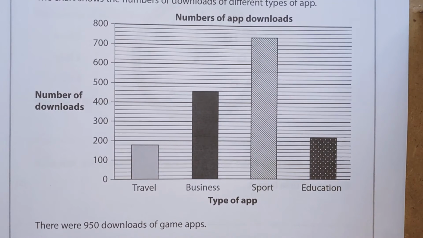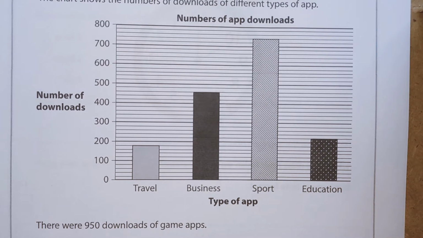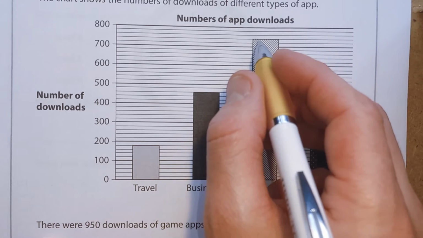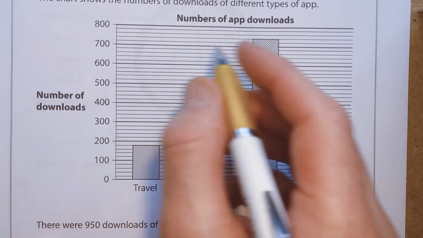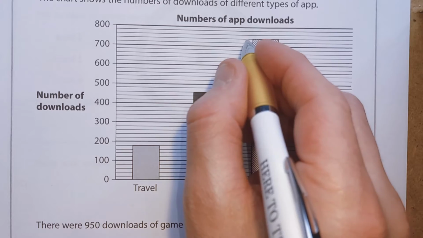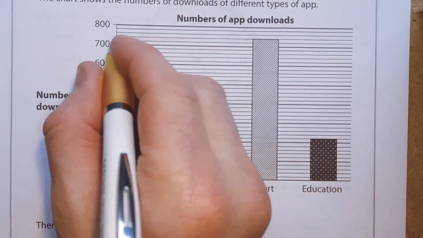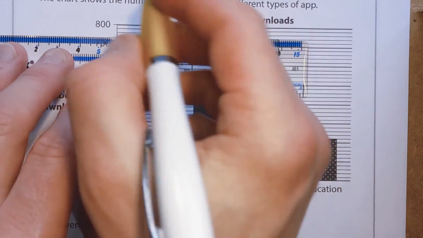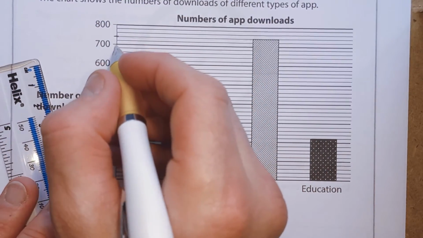So this is where we can use our graph. So sport first. So here's sport. So in other words, we want to know what number this is over here. Now, if I follow this line across, and what you can do is use a ruler because your eyes can go funny sometimes. So it's there.